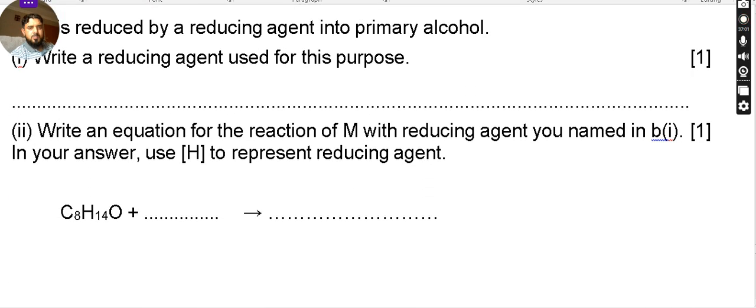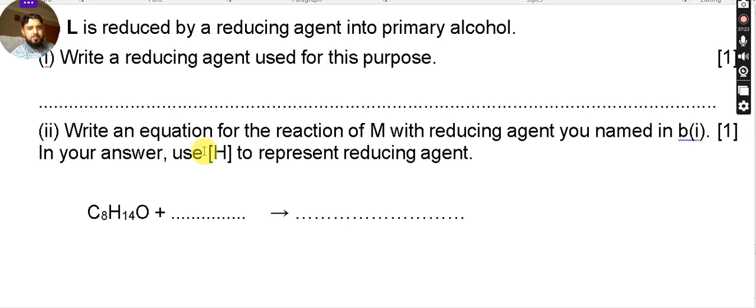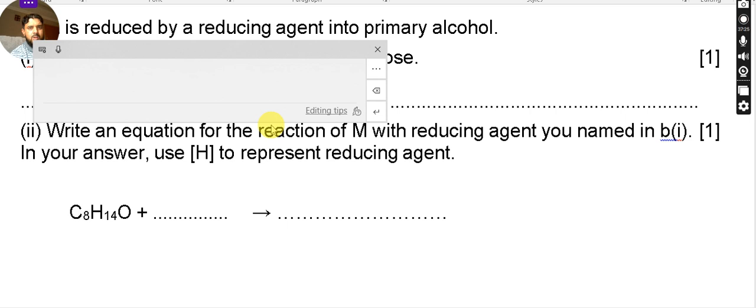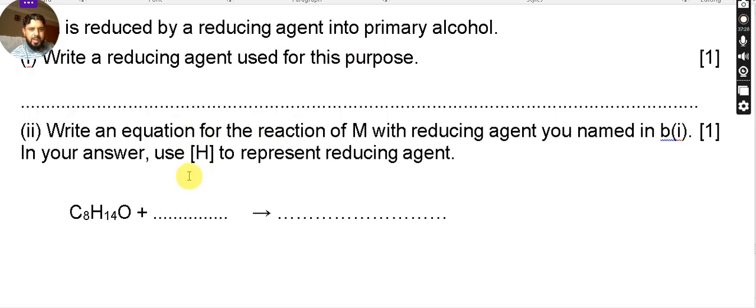Yes, L is reduced by reducing agent. So this is L, okay? Because I changed it in the mark scheme answers. This is not M, this is L. So when you have to reduce it, what are you going to do? Just place hydrogen here, exactly as it is being advised in your question. Exactly in this form. So C8H14O will now become, in brackets, H, and then you have to just add 2 more hydrogens.